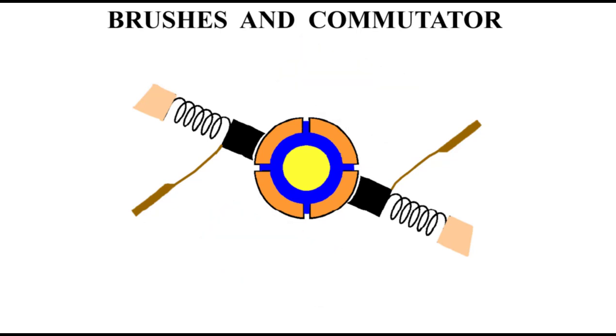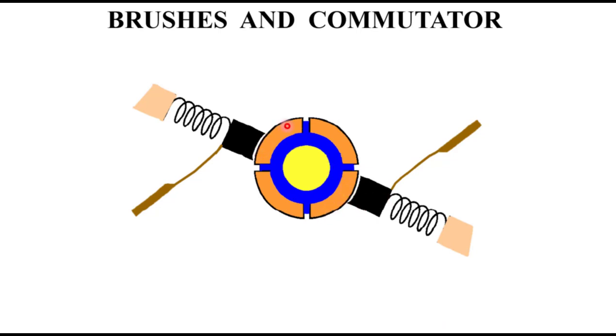But how do we get the current into the windings? Because if you think about it, if we just had all those windings and we had wires attached to them and ran them outside of the motor and hooked them up to a battery or a power source, well, as soon as the motor would start to turn, those wires would tangle up and break. So that's not going to work. So the way that we do it is like this. We use commutators and brushes.